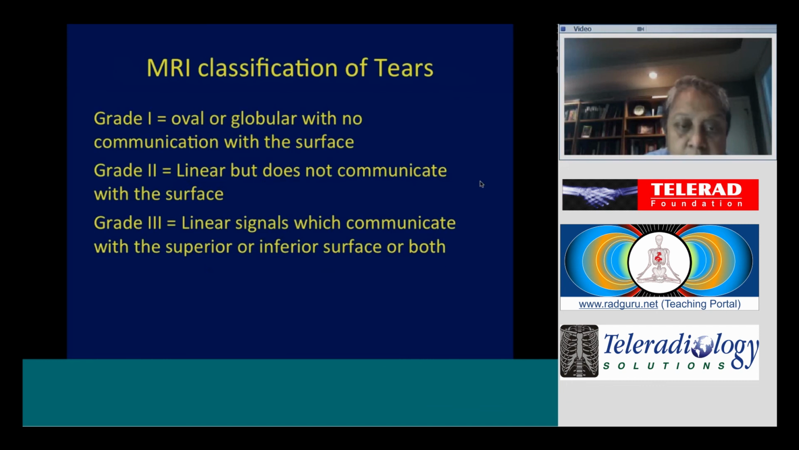Now this has come into some disuse because with the advent of the 3 Tesla MR, you're able to see changes in signal intensity in what you would normally have called a normal meniscus on the 1.5 or 1 Tesla MR.